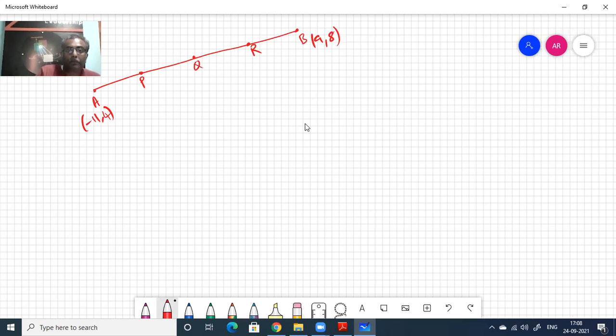So Q is the midpoint of AB. Let us say Q is x1, y1, P is x2, y2, and R is x3, y3.